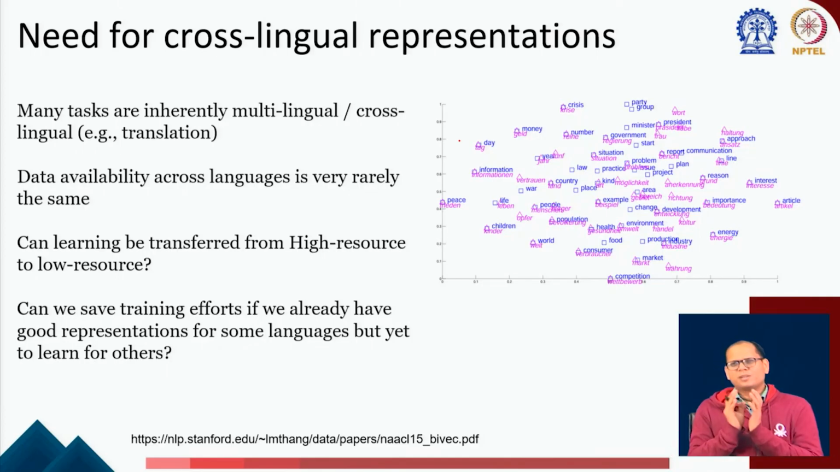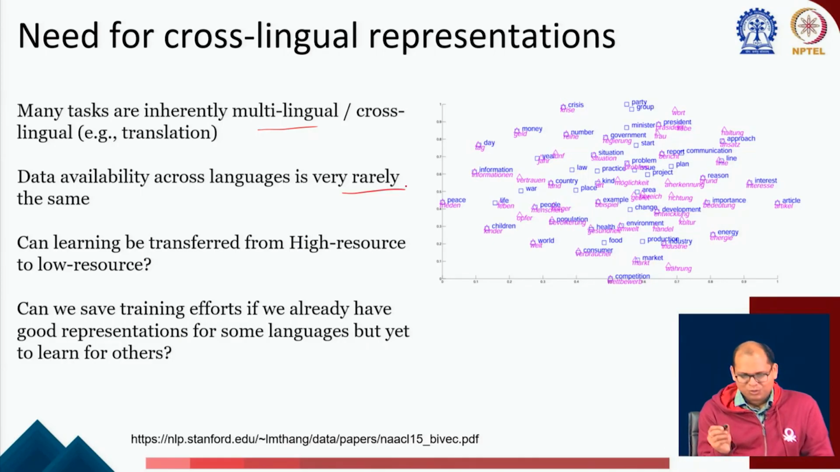So we have talked about word representation. You give me data in one language, and I can learn representation for all the words in the vocabulary. Right? That is what we did in word2vec and GloVe. But many tasks are actually multilingual or cross-lingual in nature, like translation. You are given a source language input sentence, you want to translate it into another language, right? And what happens? You may not have data across all the languages in the same manner. So you may have a lot of data in one language, but may not have sufficient data in the other language.